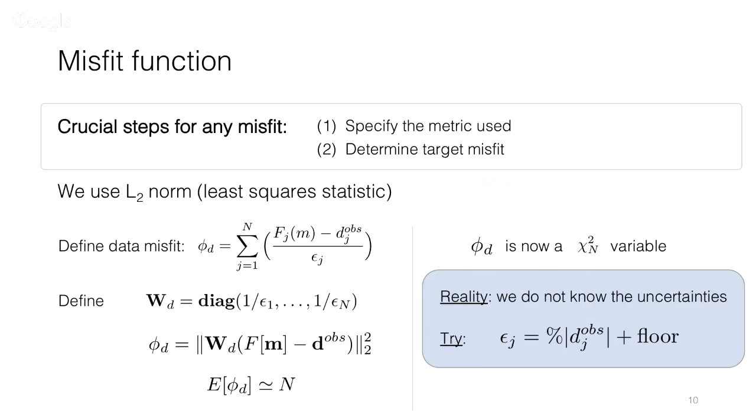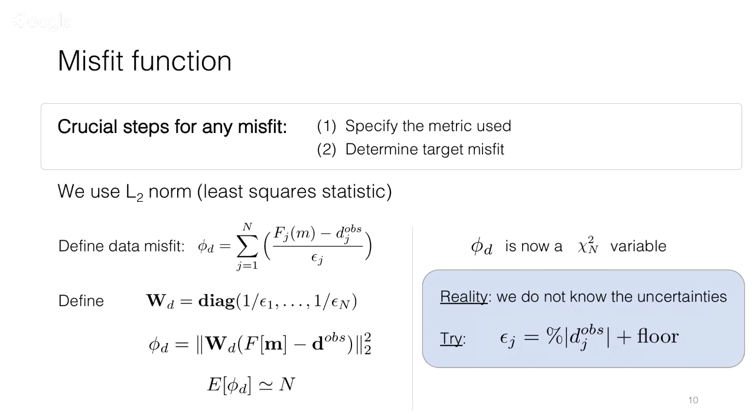So here are the crucial steps for the misfit function. We're going to use the L2 norm. Then we're going to introduce a matrix W, which is a diagonal matrix whose values are 1 over the standard deviation of each datum. Then we can write the misfit in this matrix form, where W d minus the forward-modeled data, in the L2 norm, and we have an expected value of this on the order of n.